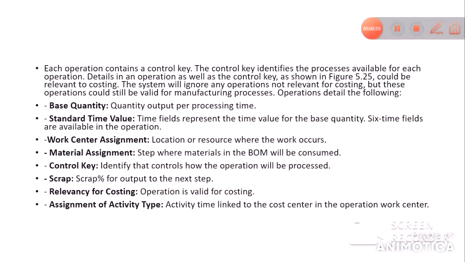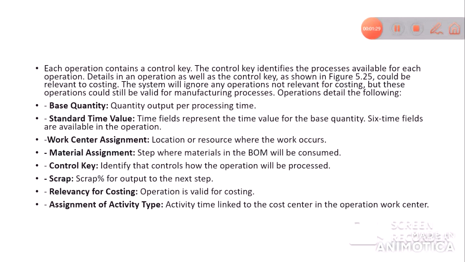Each operation contains a control key. The control key identifies the processes available for each operation. Details in an operation as well as the control key, as shown in figure 5.25, could be relevant to costing. The system will ignore any operations not relevant for costing, but these operations could still be valid for manufacturing processes.